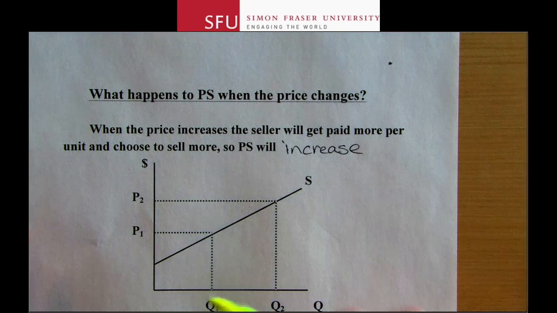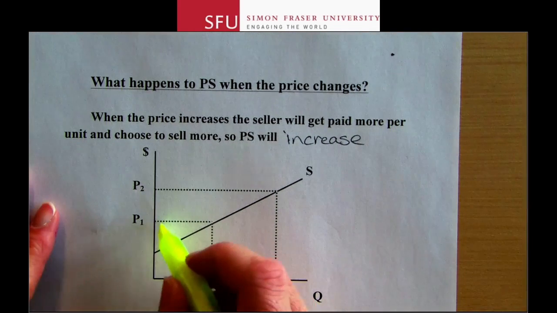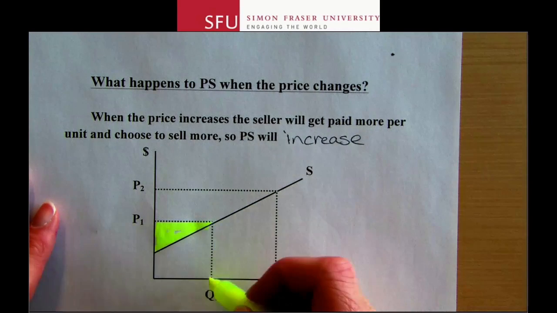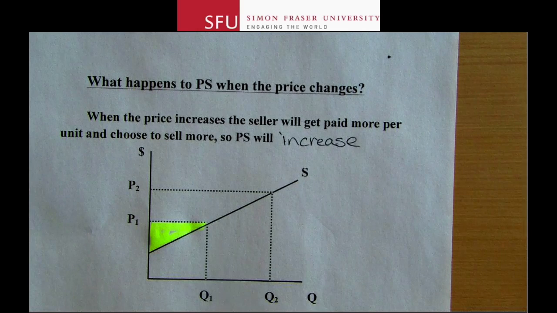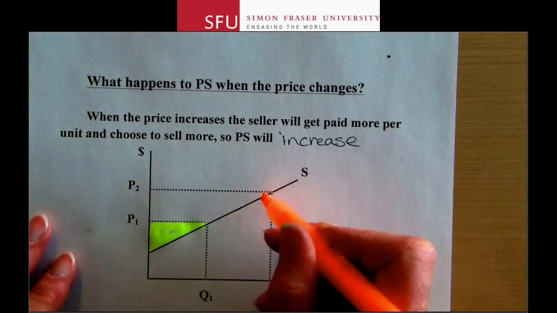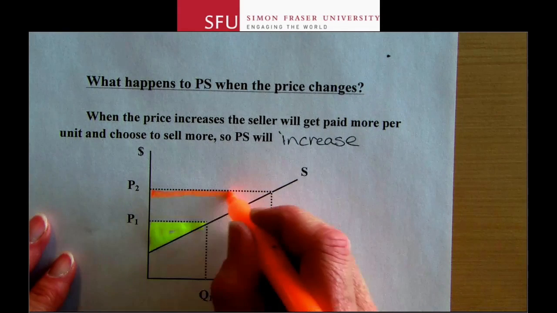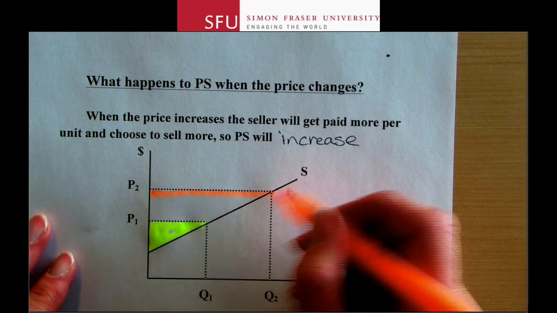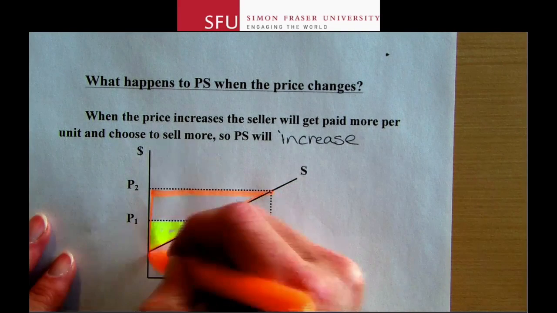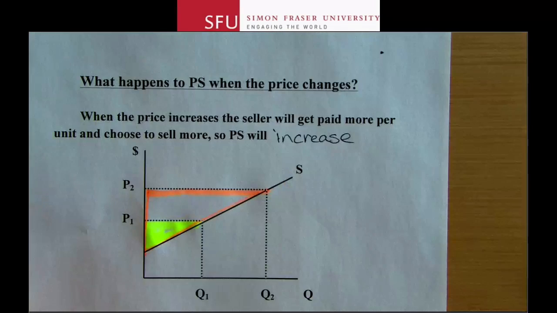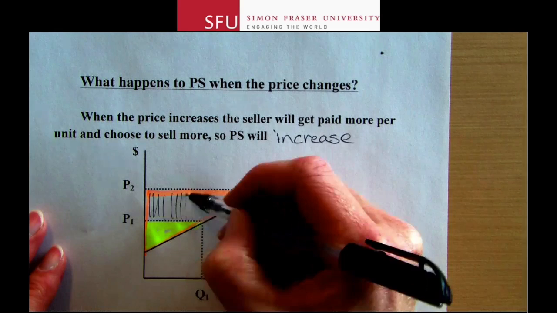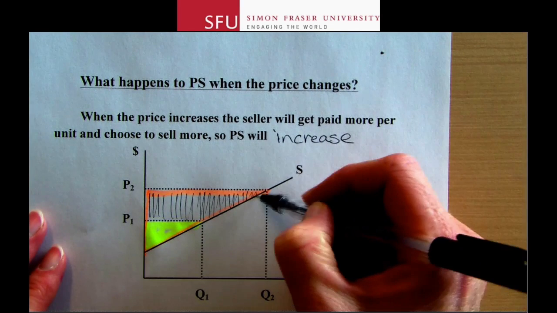So in this diagram, the producer surplus at the original price would be here. So they get paid P1, they sell Q1 units. But then, at the higher price, now they're going to get paid more per unit, but now they're also going to sell more units. So they get paid this price, they sell Q2 units, and their costs go up, but the amount they're paid also goes up. So now their surplus would be this larger triangle. So this part here would be the increase in producer surplus.